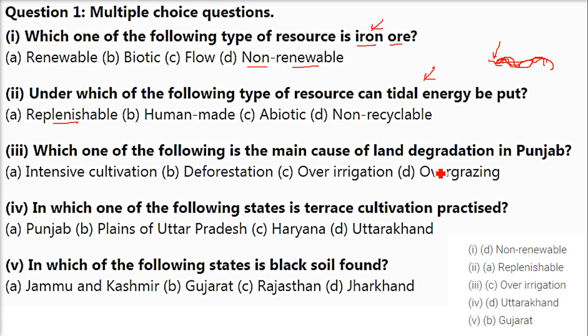Which one of the following is the main cause of land degradation in Punjab? So it is over irrigation. In which one of the following states is terrace cultivation practiced? Terrace cultivation is always practiced in hilly areas, mountainous regions. Uttarakhand is an area where we have mountains, most of them; others are plain areas. So the answer is Uttarakhand. In which of the following states is black soil found? The answer is, it is found in Gujarat.